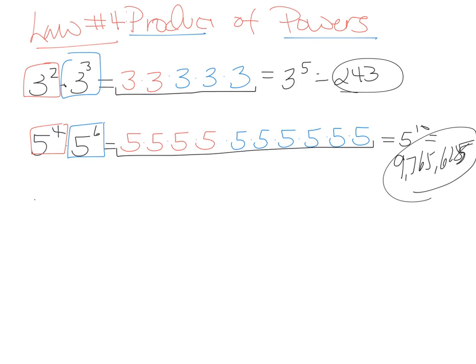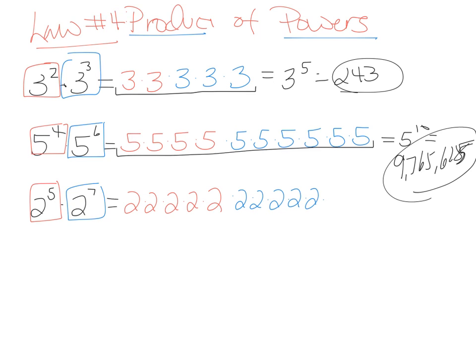Let's do one more. Let's do 2 to the 5th power times 2 to the 7th power. Expand it out. 2 to the 5th power makes 5 2's. 2 to the 7th power makes 7 2's. Altogether, I have 12 2's. 2 to the 12th power, 4,096.